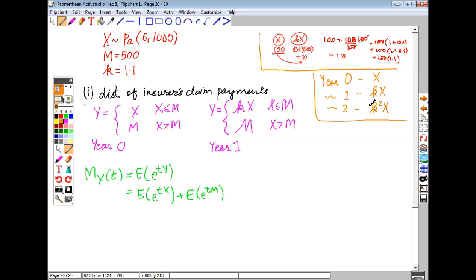Yes. Okay. So what should be happening next? Again, someone was talking about writing a series of X's. So if we try to write the payments of X less than the retention limit, we can write it in a series like X plus Kx plus K squared x and so on. Or do we have to find it only for the first 2 years?